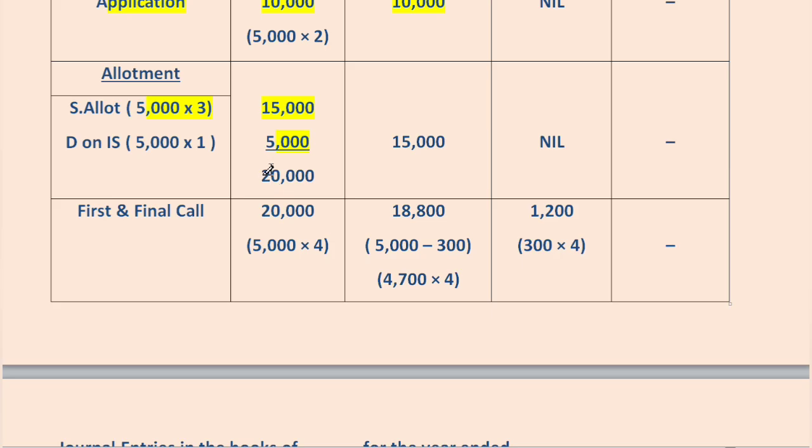But at the time of receiving the amount here, only the allotment amount is to be received. We should not include discount here. Discount is a loss to the company, so we should not include it while receiving the amount. But while calculating premium, we have to collect the entire amount because it becomes a profit to the company. So here, for discount, we should not include it. The remaining amount of 15,000 is to be collected, and no arrears are given.